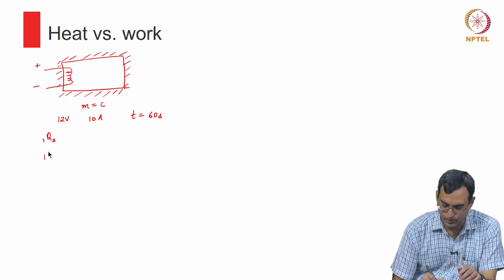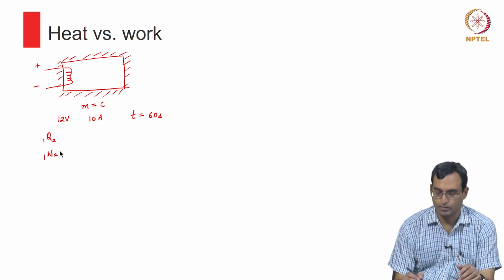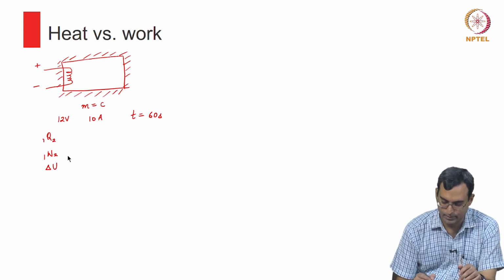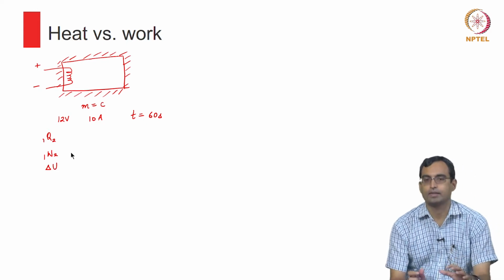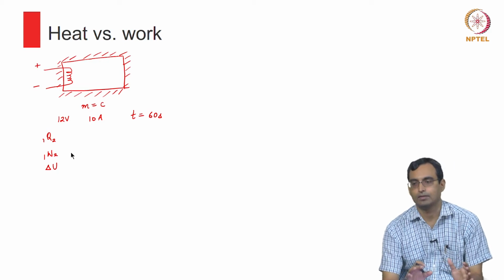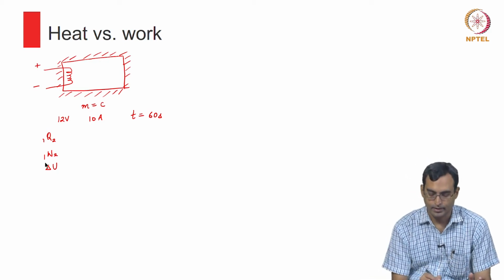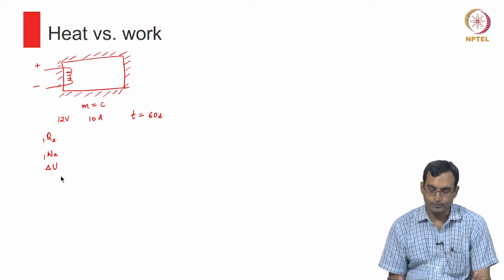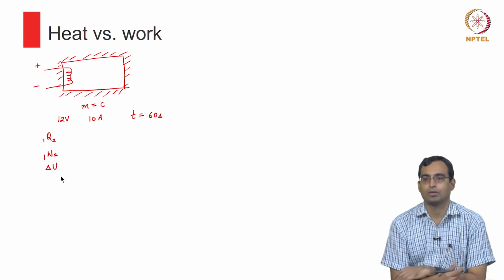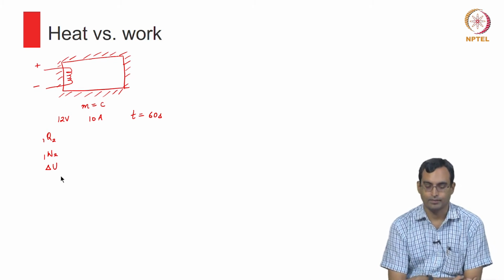So how much is the heat interaction? How much is the work interaction? Can we find out, and how much is the change in internal energy? There is no change in potential energy, the system is fixed, it is not moving, there is no change in kinetic energy. Can we find out these? So whether we have heat or work interaction depends on our choice of system.